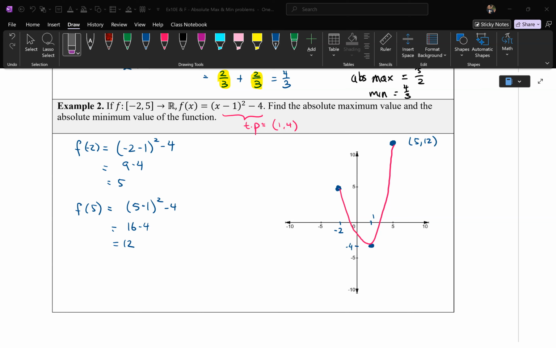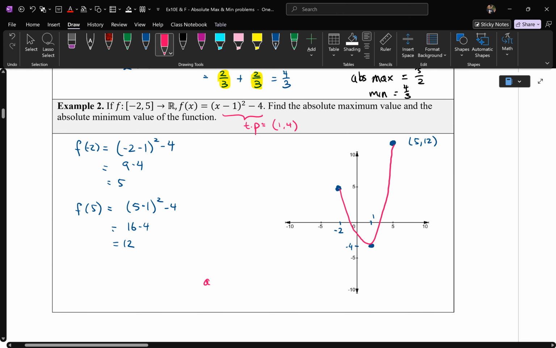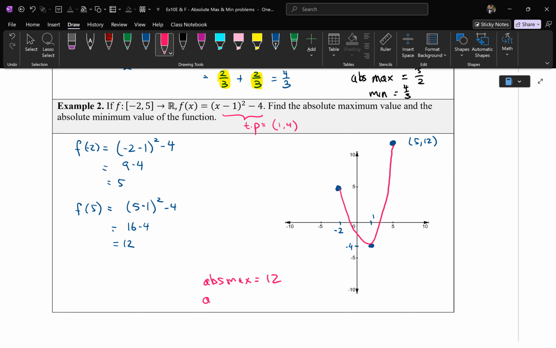Answers. Did you get something like this? You didn't have to find the derivative because we can read the turning point from the graph. So clearly, once you got the graph, you can tell what is the lowest value and what is the absolute max. So you should have got absolute max as 12. Remember, not 5. It's the y values. And absolute minimum should be not 1, but -4.